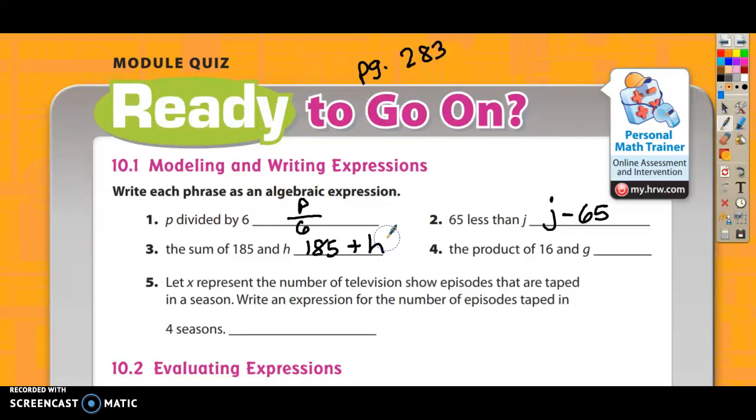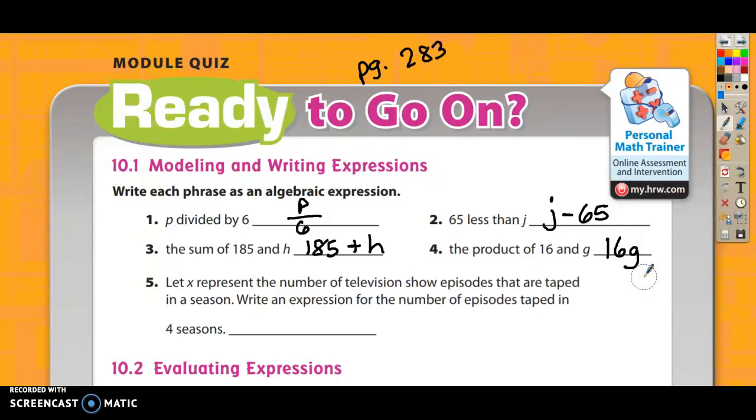The product of 16 and g means 16 times g, and this is a good reminder that in pre-algebra we write multiplication with our coefficient and our variable, and no sign, so just 16g. We don't even want the dot, we definitely don't want the x.